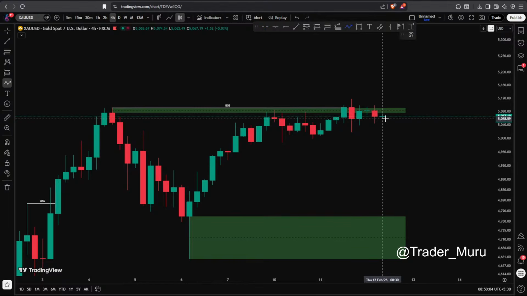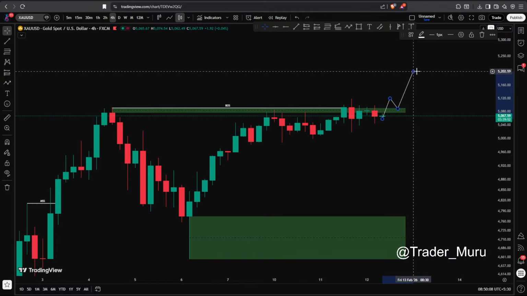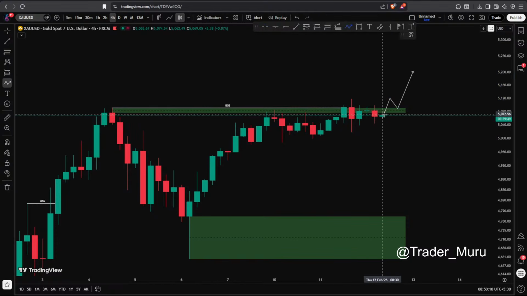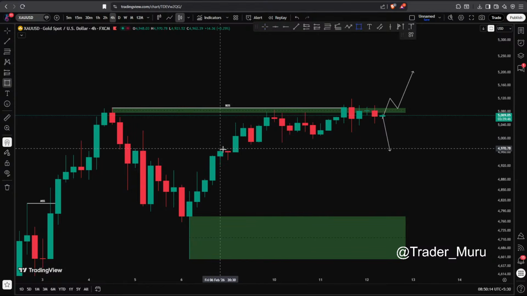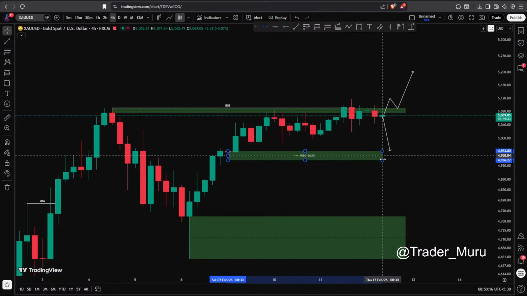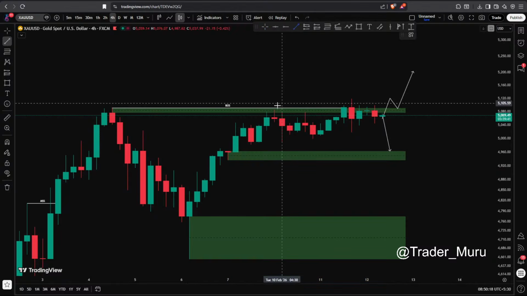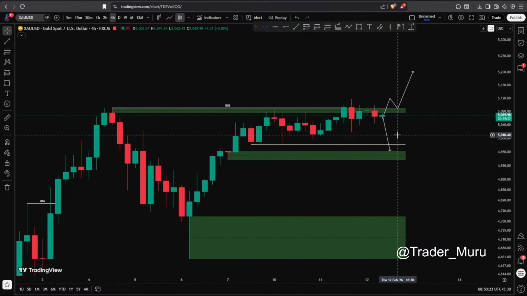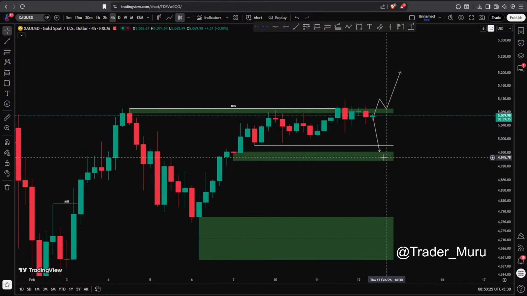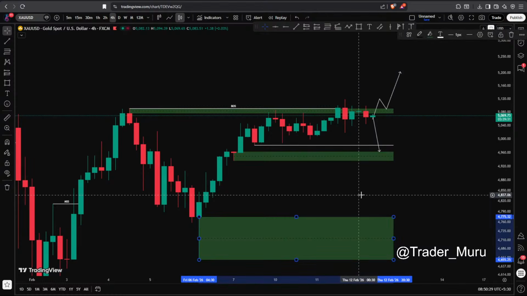So until we have a 4-hour closing above it and pump, we can expect the market to drop first toward this area here, to this order block, which is still pending for the test. It has liquidity too. And after this area breaks, we can expect it to drop to this area.